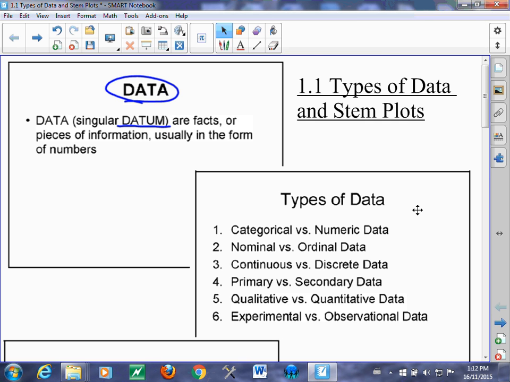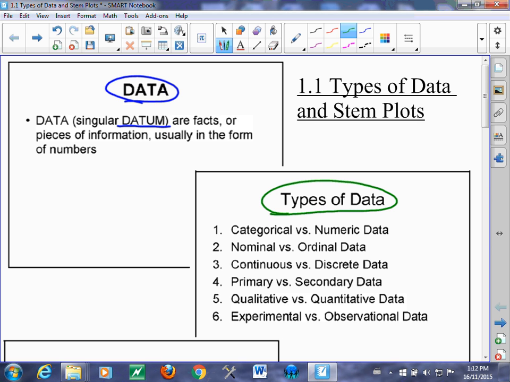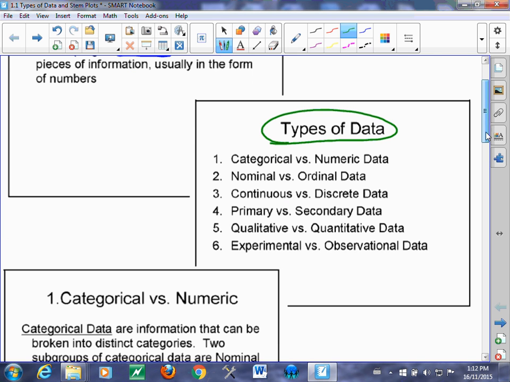Okay, I could ask you how old you are. I could ask how tall you are. I could also ask, what's your favorite color. That's all different types of facts. Okay, and now I want to take a look at types of data. There are different ways to classify data, and it depends on which category you're looking for. And all of these will be mentioned down below in further slides. So we've got categorical versus numeric, nominal versus ordinal, continuous versus discrete, primary versus secondary, qualitative versus quantitative, and experimental versus observational data. So each one of these will be summarized down below.